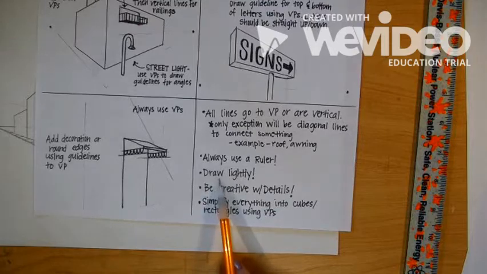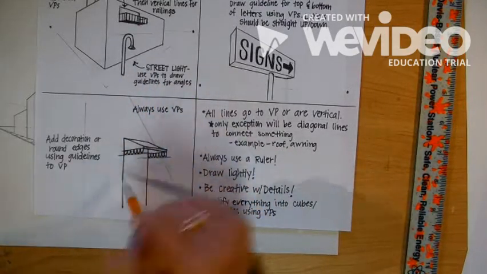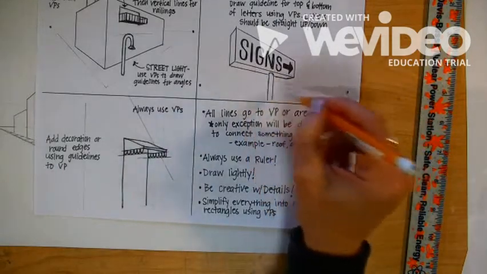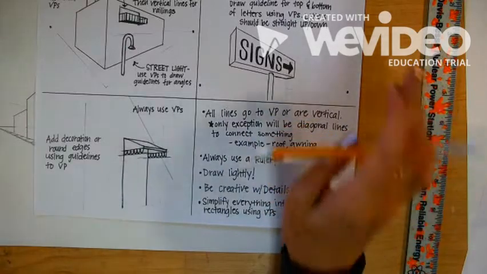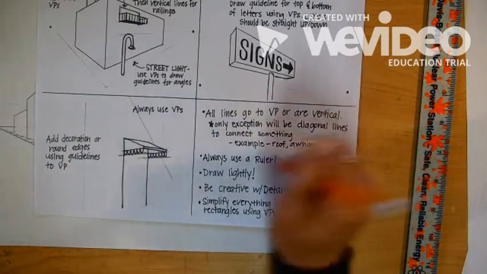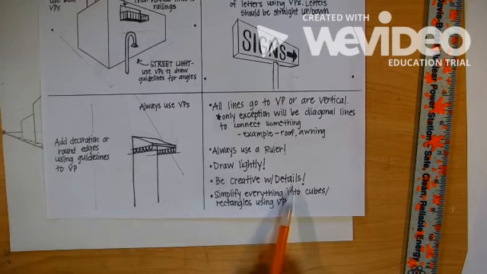Try to draw lightly. You're always going to have lines that you erase, whether you need to or not. You'll need to erase the vanishing points. You'll need to erase the horizon line. So try to draw as lightly as you can. You can always darken things up after you've gotten them put into place. Be very creative and get some details in here.